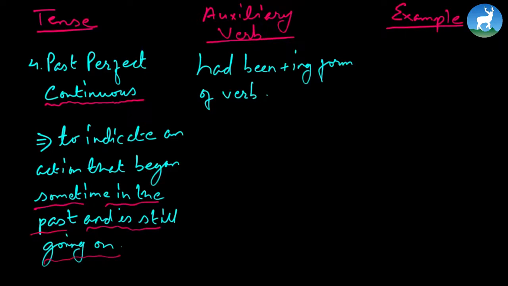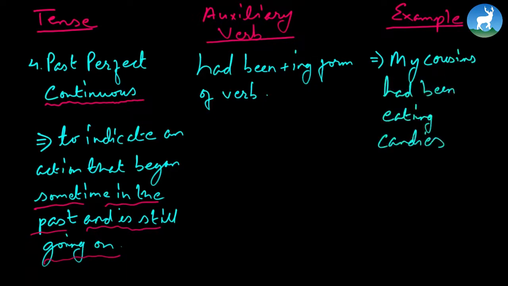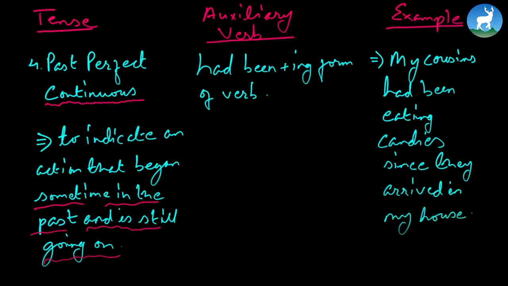Now, you can also think of an example, by the way. I'm going to write here, as an example, my cousins had been eating candies since they arrived in my house. See, my cousins had been eating candies. Now, they started eating somewhere in the past. They had been eating candies. Since when? Since the time they arrived in my house, they had been eating candies and they're still continuing to eat candies.